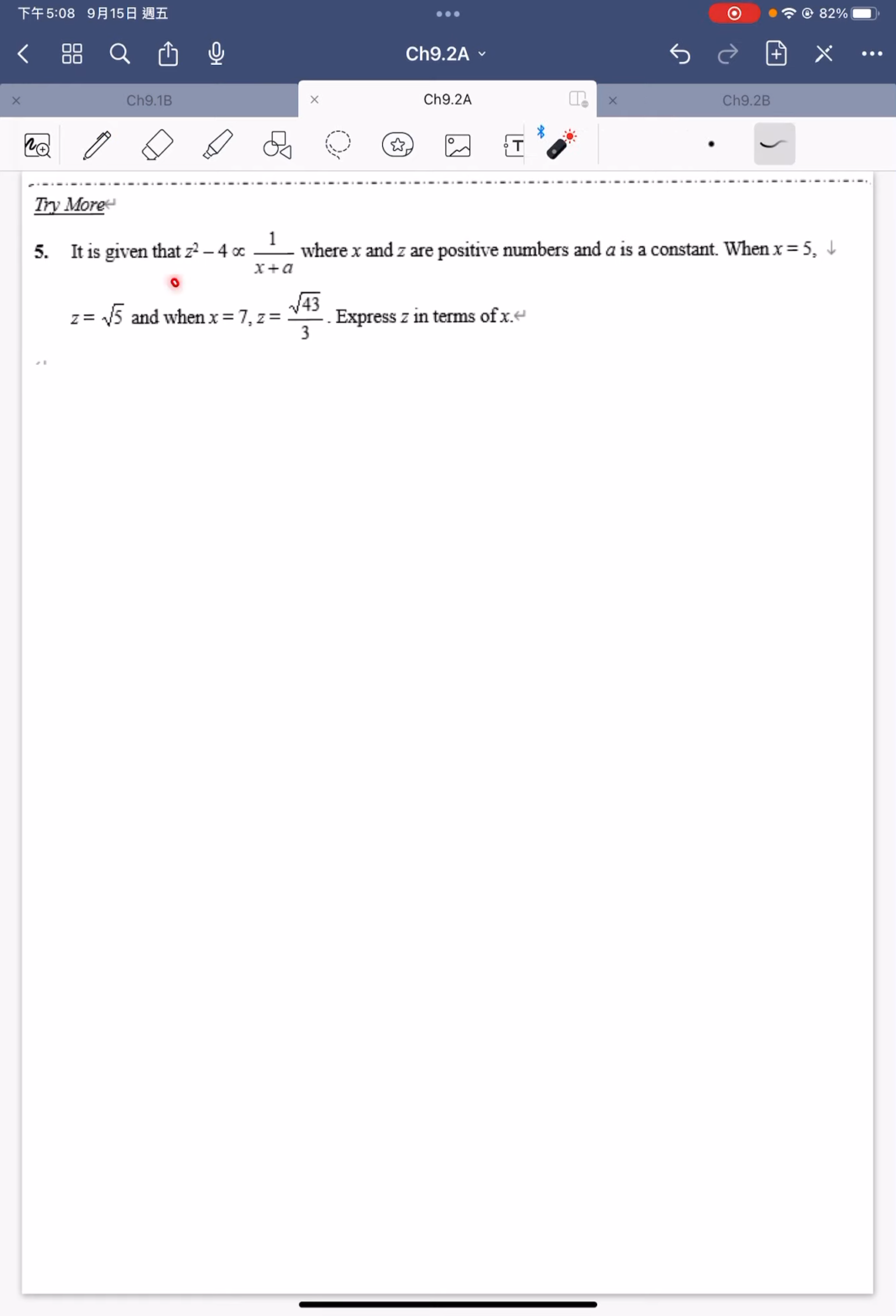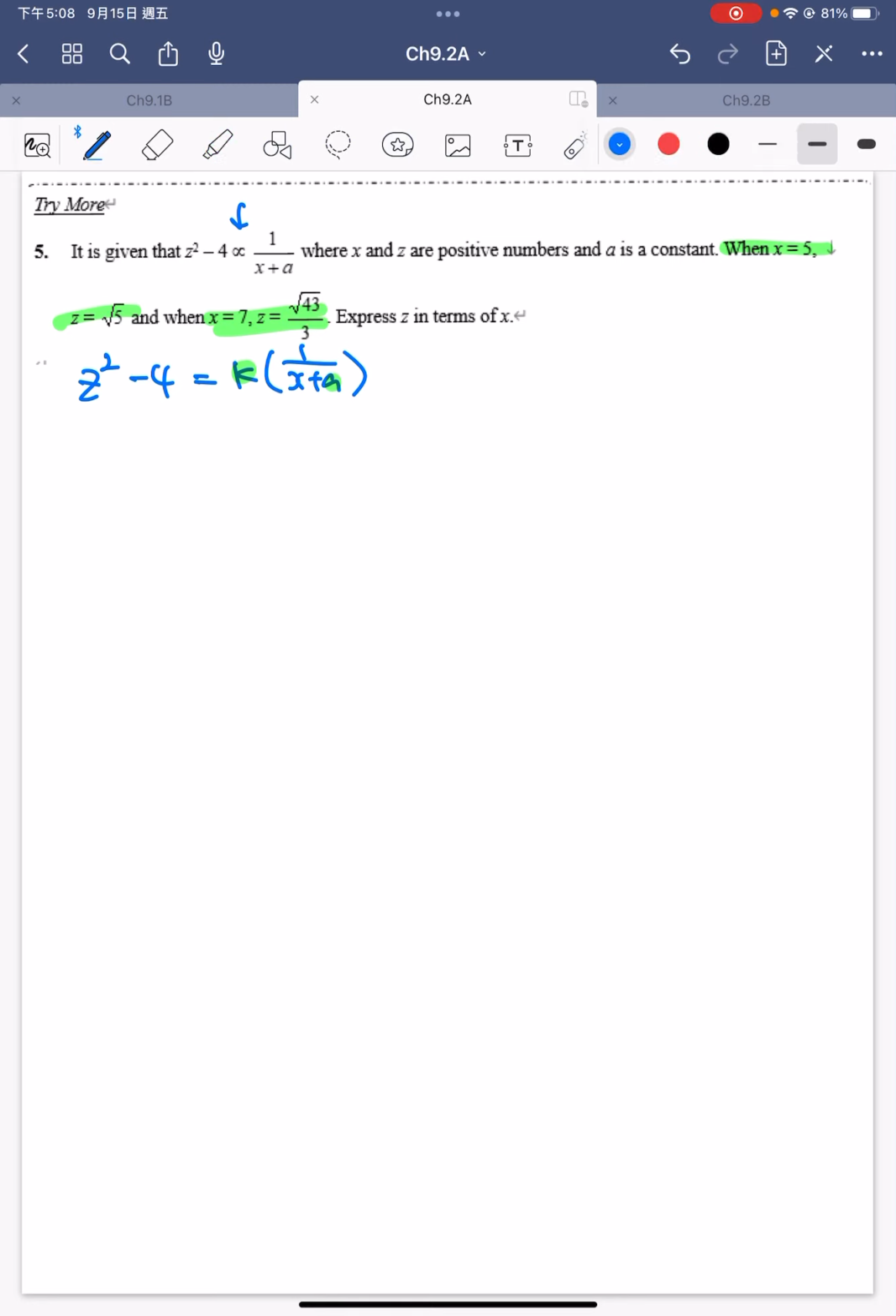First of all, we have these relations. We do similar steps, so we change our variation sign to become equal to k. Then we have z squared minus 4 is equal to k times 1 over x plus 3. X plus a, sorry. Because we have two variation constants here, k and a, the question gives us two conditions.